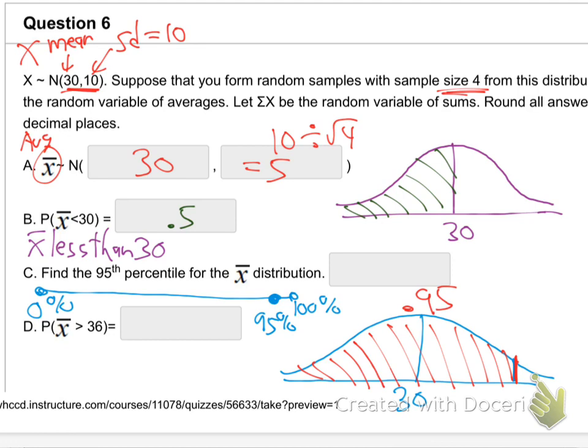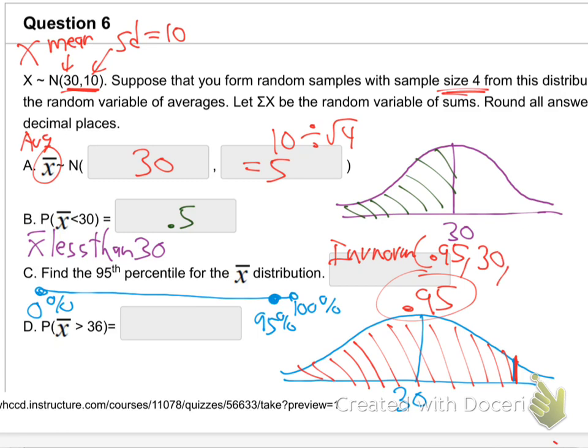So are we going to do normal CDF or inverse norm? Yeah, they're giving me the area this time, right? When they give you the area, that's inverse norm. So this one's going to be inverse norm. Area to the left. This one does have area to the left, is 0.95. Mean is 30.